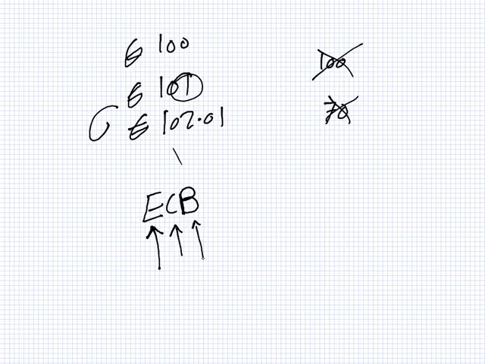ECB is European Central Bank. They set the interest rate for the euro. So at the moment it's nearly 0%, which means there's no point in saving money because you don't earn anything from it. Does anyone know the Fed? Federal, yeah. This is the central bank in America. They're also about 0%.